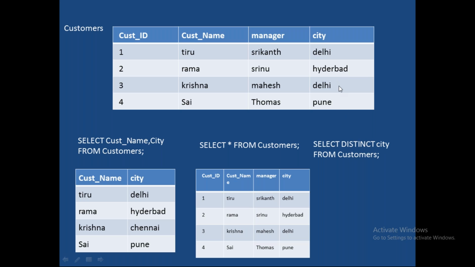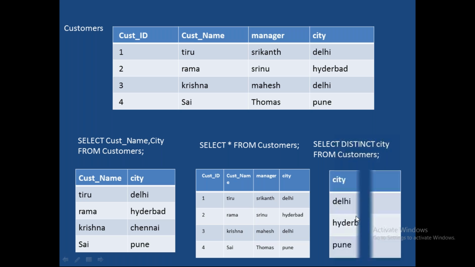Distinct means if you have any name repeated twice, Delhi repeated twice, but in my result I will get Delhi only one time, because distinct. Distinct means unique names I want. Only distinct names I want. If Delhi name is repeated twice, I don't want to see it twice. I want to see it only one time. In that case, it is distinct city.